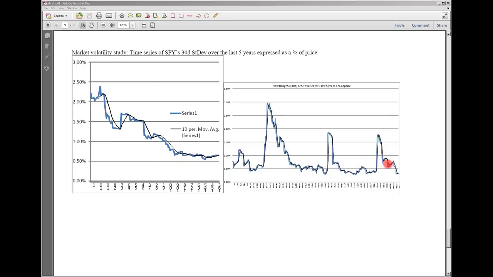The chart on the left is the last 180 days, so it's a zoom in on this right-hand chart. The right-hand side looks at 5 years back, about 1,300 trading days. What I want you to notice is that most of the time, this standard deviation is less than 1%. And when it gets below 0.5%, that's one way of considering it a very quiet market. Well, that's where we are right now. The thick blue line is the actual time series each day of the standard deviation, and the black line is a 10-period moving average.